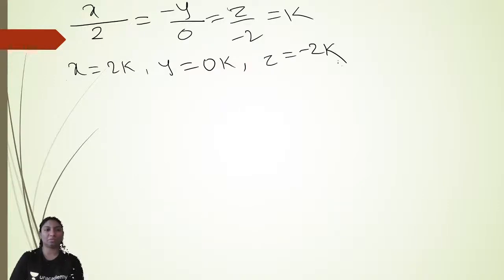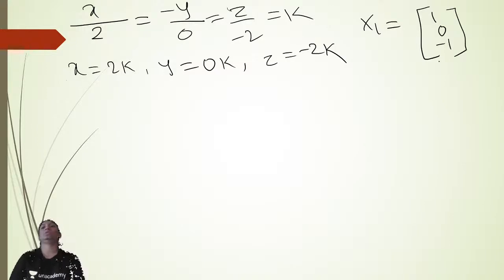So you will get the eigenvector x1. Directly I am writing here x1 is equal to, if I take 2k common, 1 0 minus 1. That is the eigenvector, 1 0 minus 1.